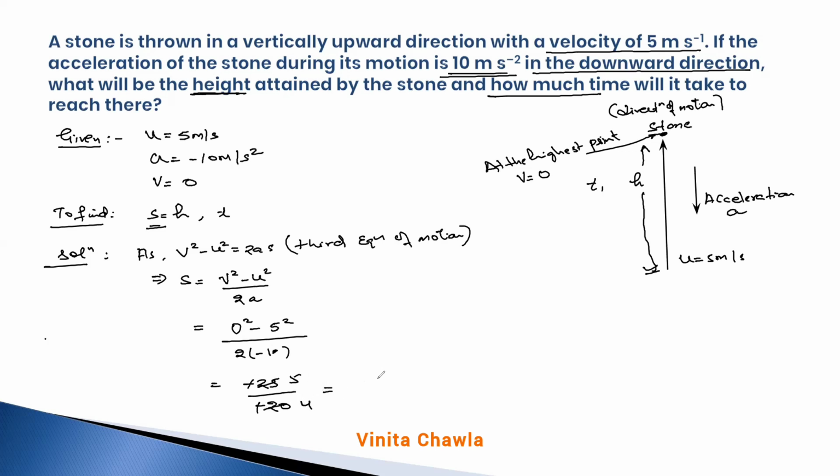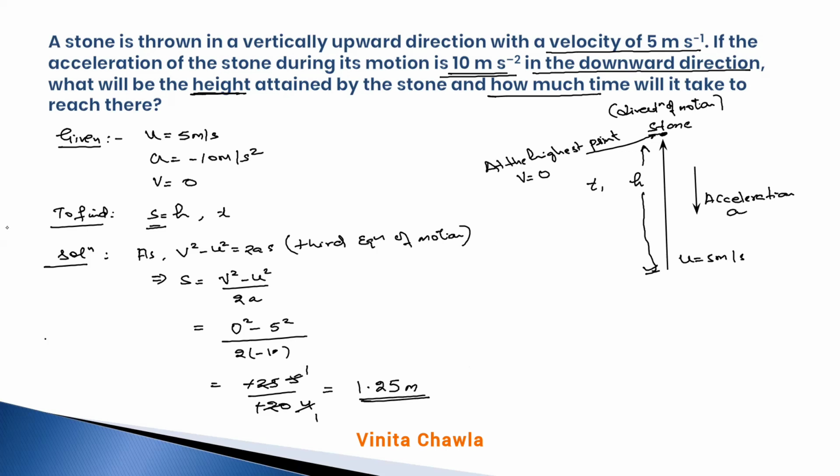Now again we will simplify this. 4 1s are 4. 4 1s are 4. Remainder is 1, 1 0. 4 2s are 8. Remainder is 2, 2 0. 4 5s are 20. 1.25 meter is the height attained.